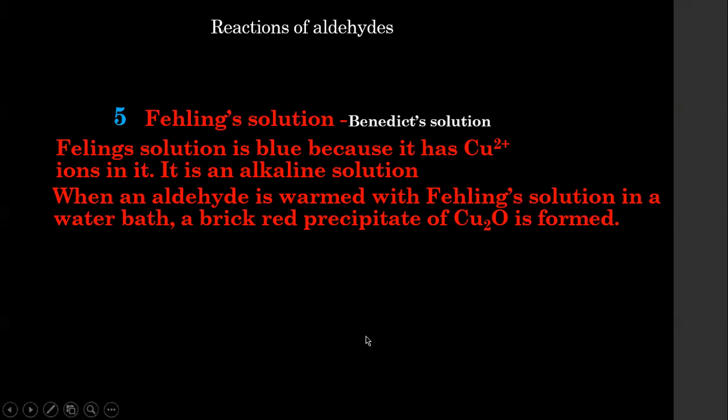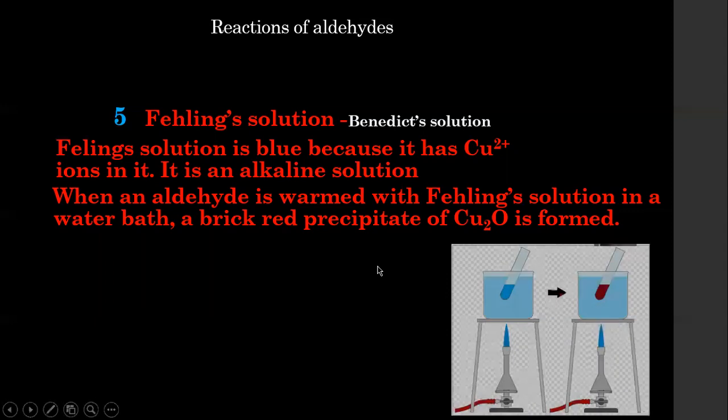What's the observation? The blue solution produces a brick red precipitate of, this is called copper-1 oxide. Copper-1 oxide is a brick red precipitate. You can see the blue solution producing a brick red precipitate in the test tube.